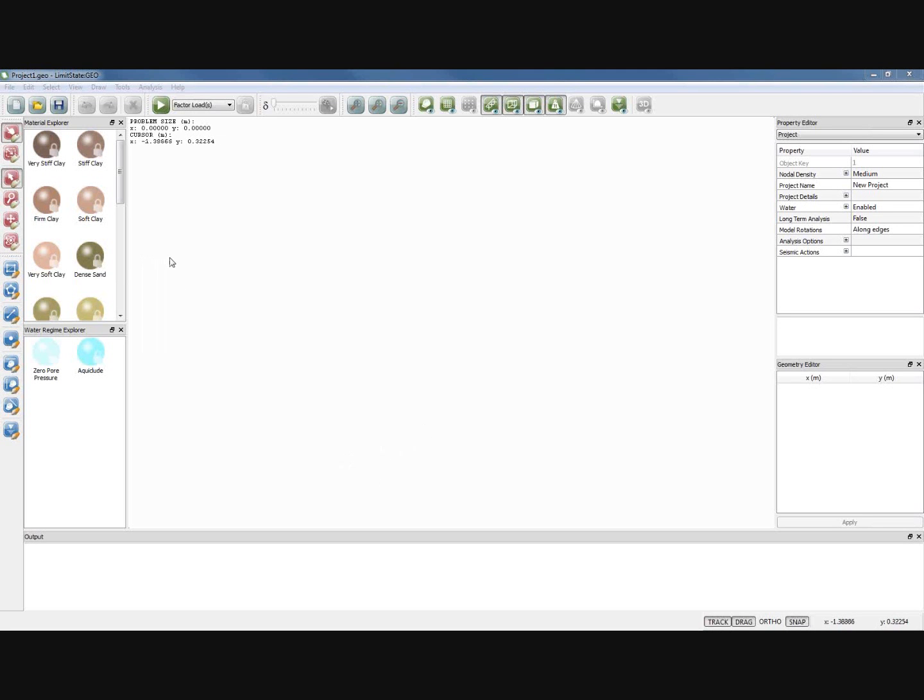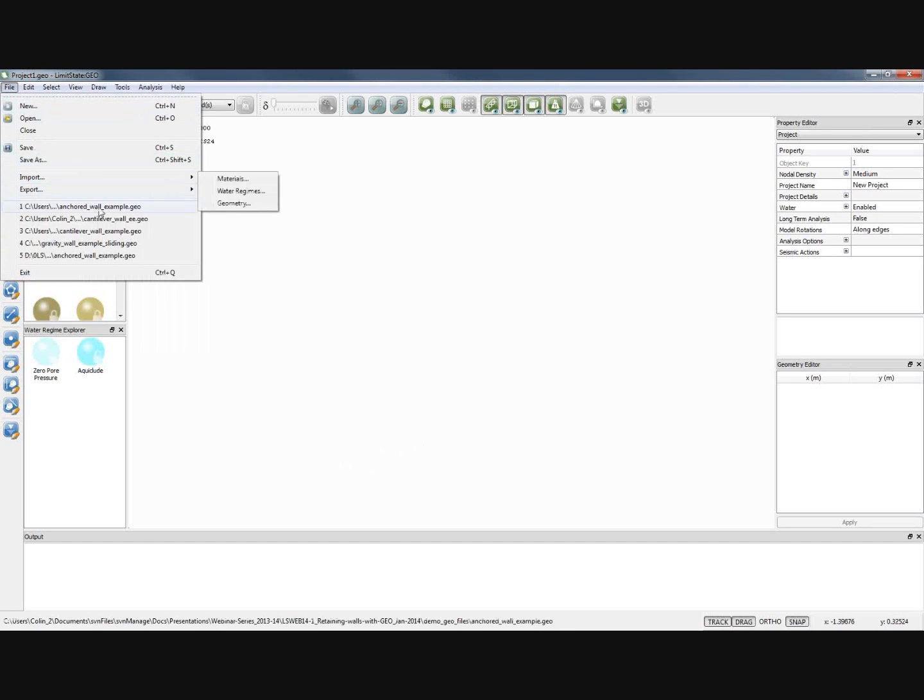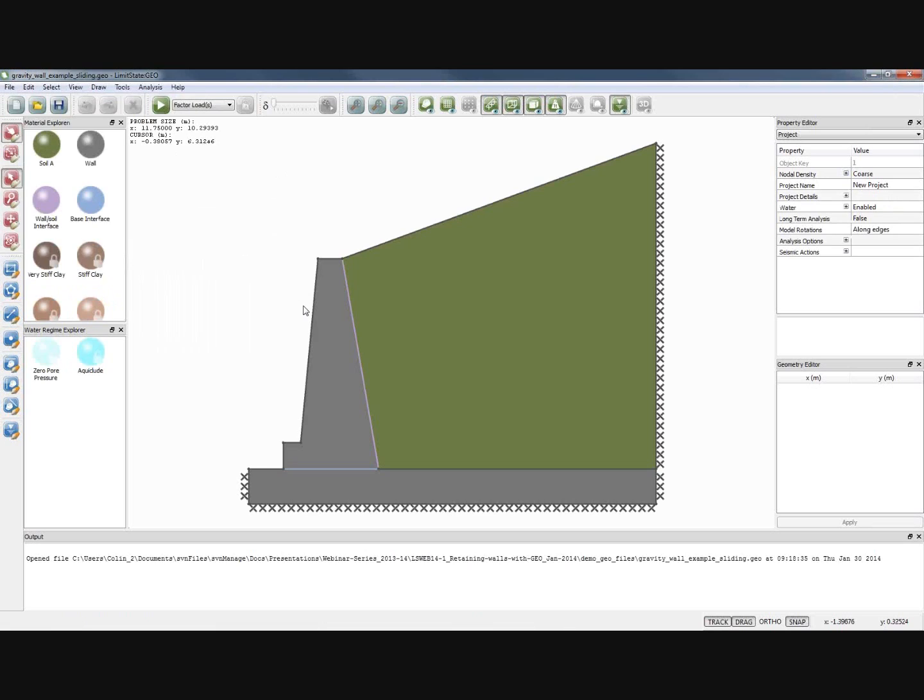Okay, well, that's enough background. Let's look at the software and a demonstration of gravity wall analysis. So when you fire up the software, this is what you get in terms of the screen, and I shall bring up a gravity wall model that I've prepared previously.